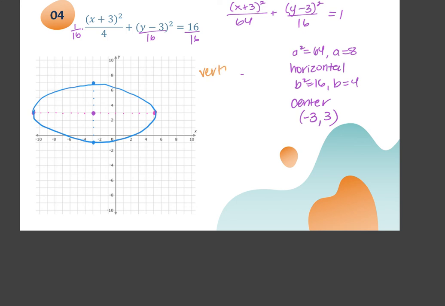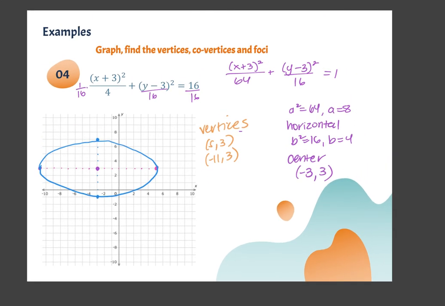Those vertices, the first ones that I drew, I went right and left the 8, so that changes my x value. I'm at (5, 3) and at (-11, 3). Compare this to your center: you went right and left, so you're adding and subtracting 8 from that -3. So those two things should line up. If I add 8 to -3, I get 5. If I subtract 8 from -3, I get -11, which is what I got from my graph. The co-vertices were the up and down 4. So this is (-3, 7) and (-3, -1). I'm now changing my y by adding and subtracting 4. So 3 plus 4 is the 7 that I got, and 3 minus 4 is the -1 that I got. So that also lines up.